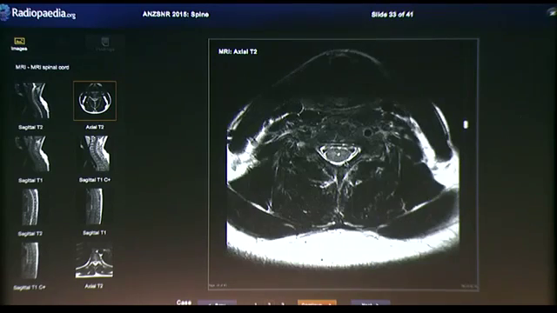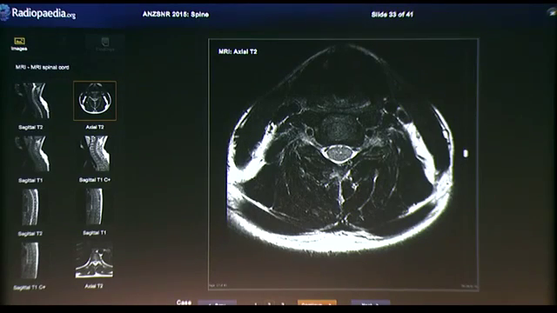So the other alternative for this T2 hyperintensity specific to the anterior horns is one of these viral myelitises, which preferentially attacks the anterior horn cells. So polio, although we don't actually see that in Australia very often, enteroviruses and flaviviruses.